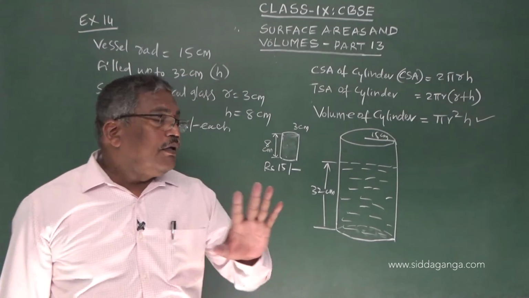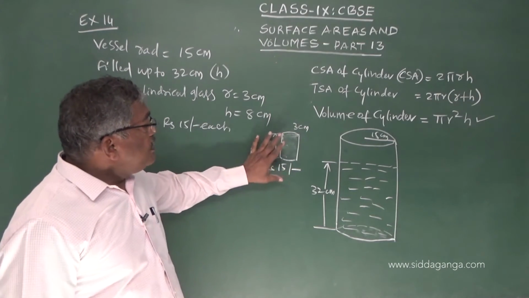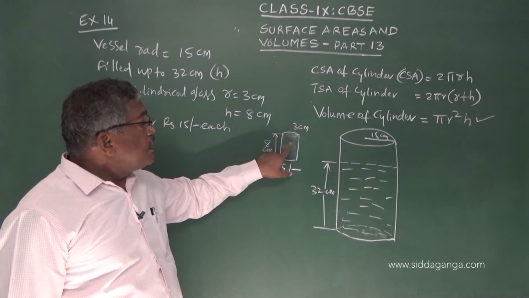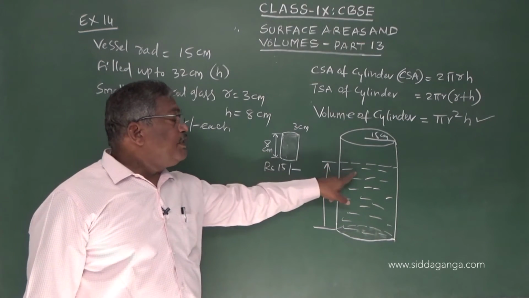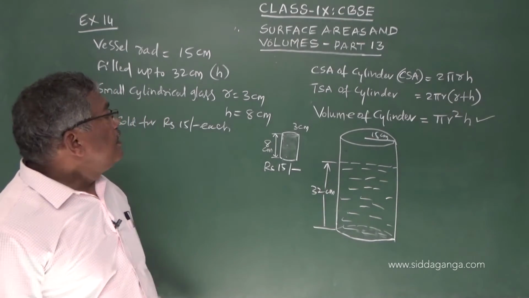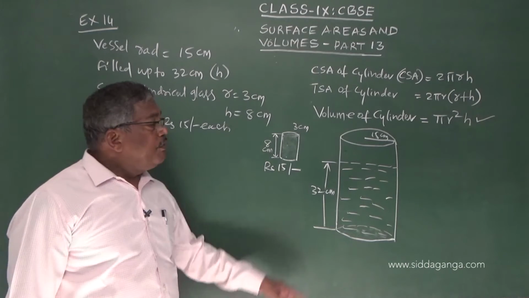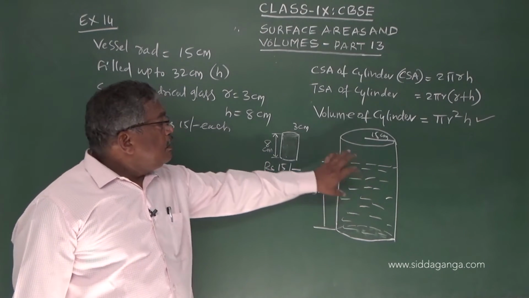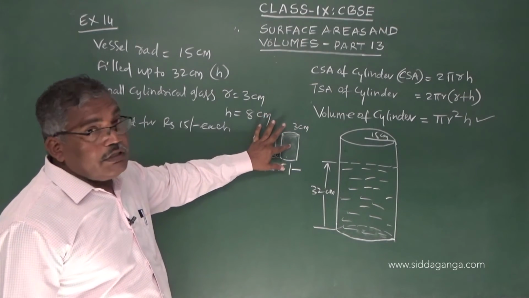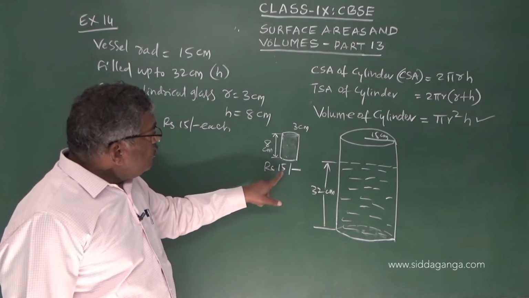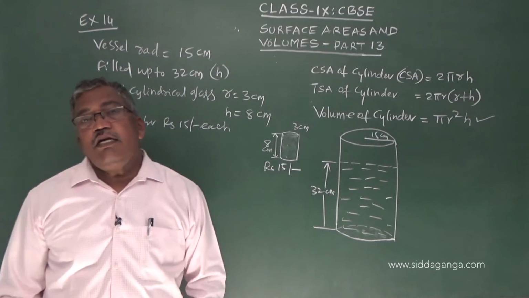So that's the question. That means, how many such cups can be filled out of this total quantity? That is the real question here. So we have to calculate the volume of this liquid in the bigger jar and the volume of the small cup. Divide it, you will get the number of cups, and that you multiply with 15, you will get the answer.